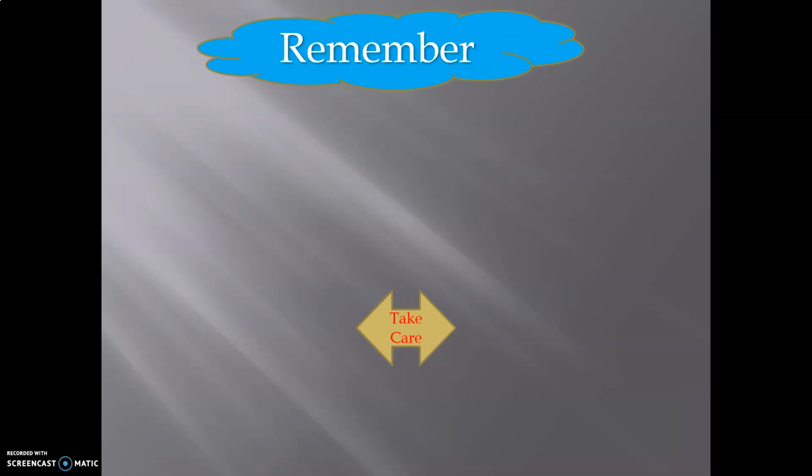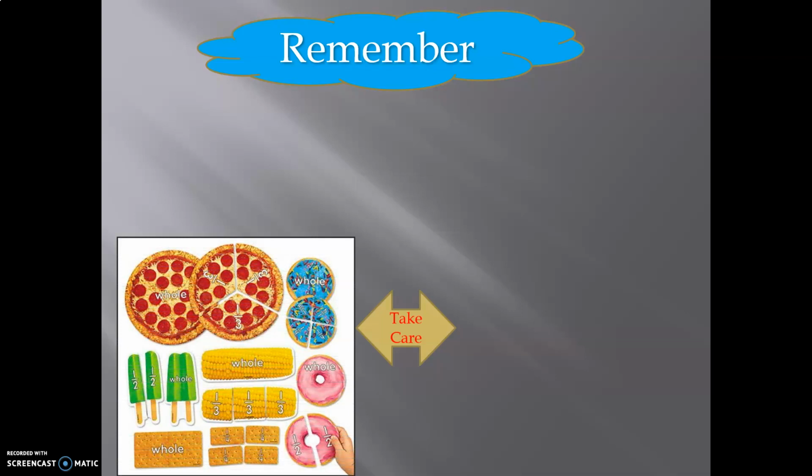And remember, if you want to write a fraction, you should have equal parts. Can you see this pizza? We cut it into 3 equal parts so we can write a fraction. Can you see this donut? We cut it into 4 equal parts so we can write a fraction for each part. This part is 1 out of 4. This part is 1 out of 4. If you eat these 2 parts, it means you eat 2 out of 4.